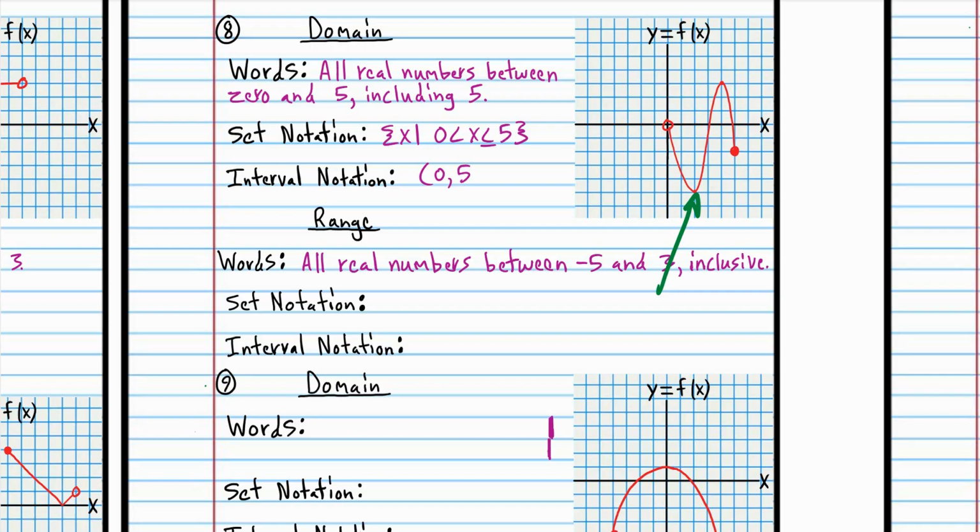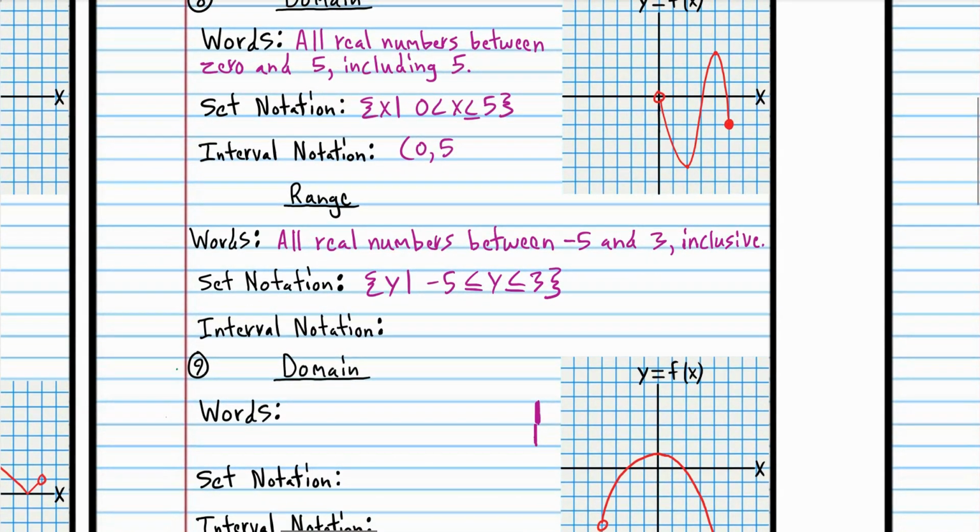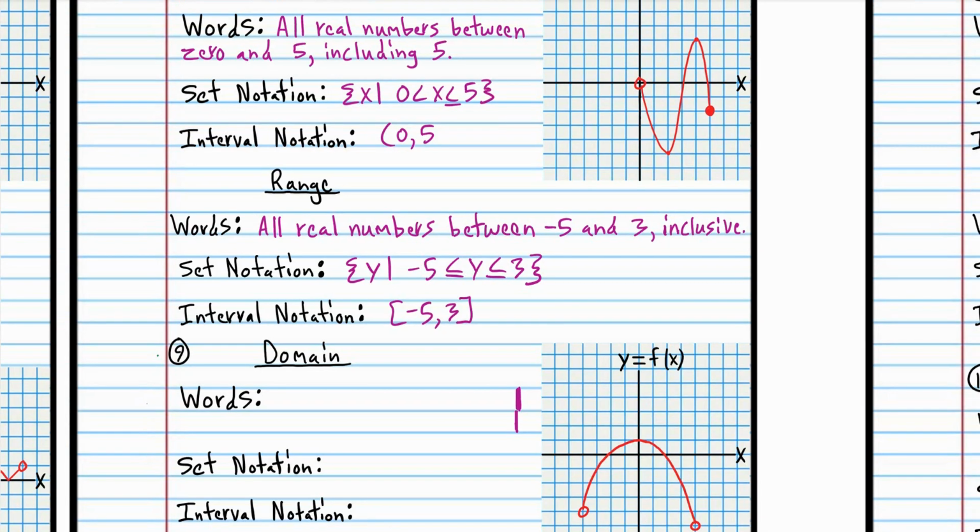So in set notation, we say that the range is the set of all y values such that y is between -5 and 3, and we use less than or equal to symbols because those points are part of the range. In interval notation, we use brackets, -5, 3. So there you go.